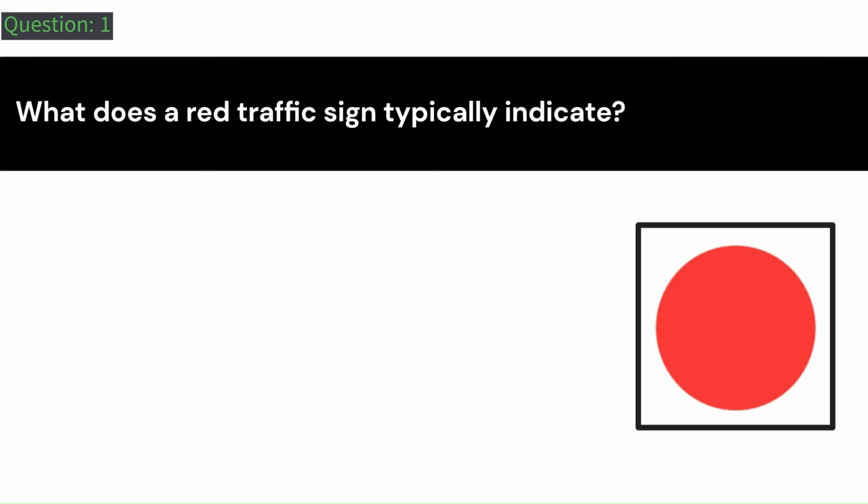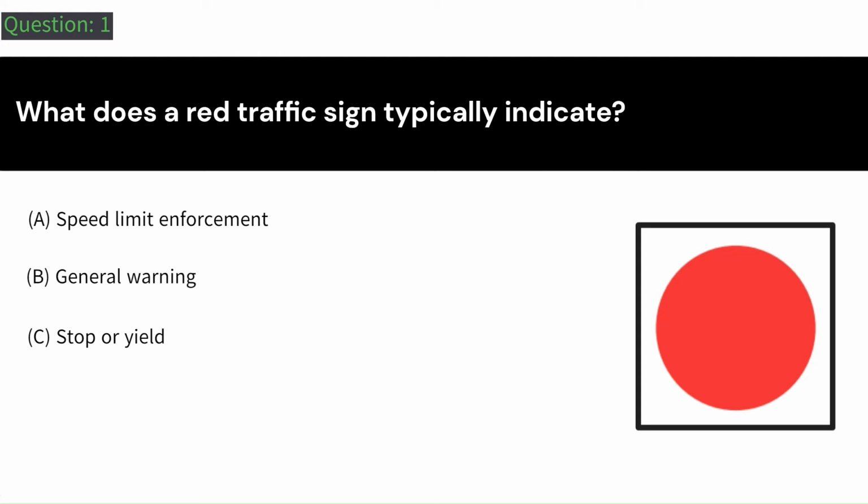What does a red traffic sign typically indicate? A. Speed limit enforcement. B. General warning. C. Stop or yield. D. Services available. Answer: C. Stop or yield.